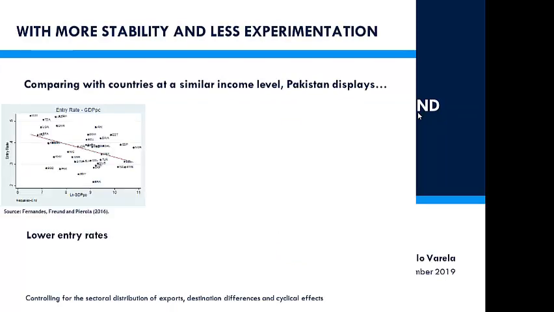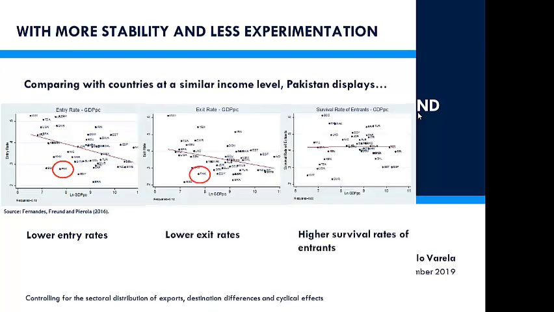And at the same time, you have low entry rates, low exit rates, and higher survival rates of entry. So you don't have a lot of movement, you have a lot of incumbents that stay there for a long time. So there is something with the entrepreneurship ecosystem that is preventing more firms from entering into export markets, and there is also something preventing the ones that are not productive enough from exiting that export market. So you have the good old ones that stick to that export.